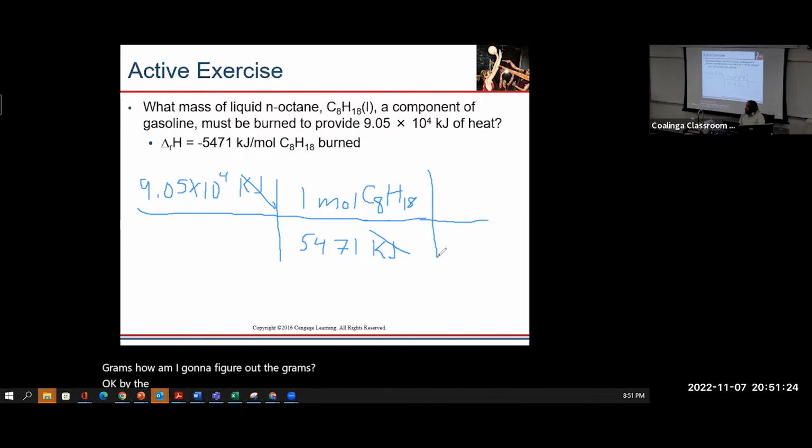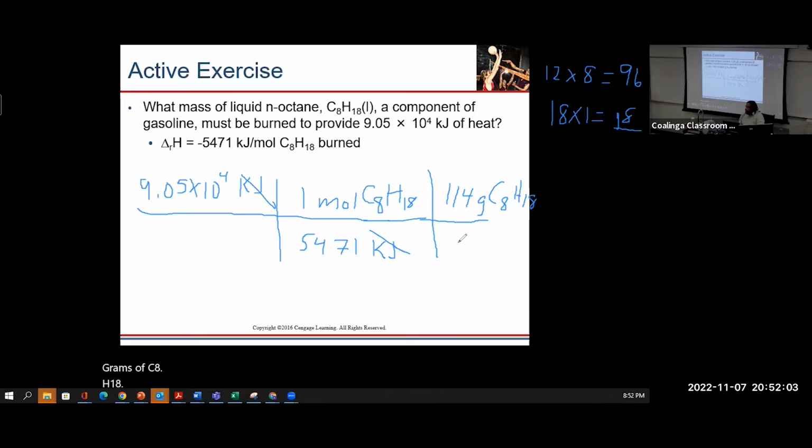Okay, by the way, it's molar mass, right? So its molar mass is, you have 8 times 12. It's 18, because 18 times 1, right? So it's 114 grams of C8H18 per mole.